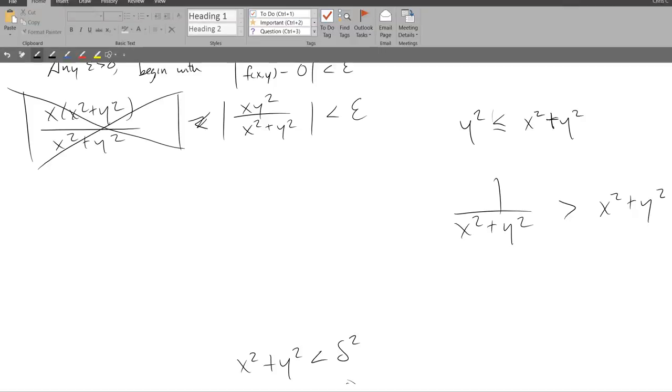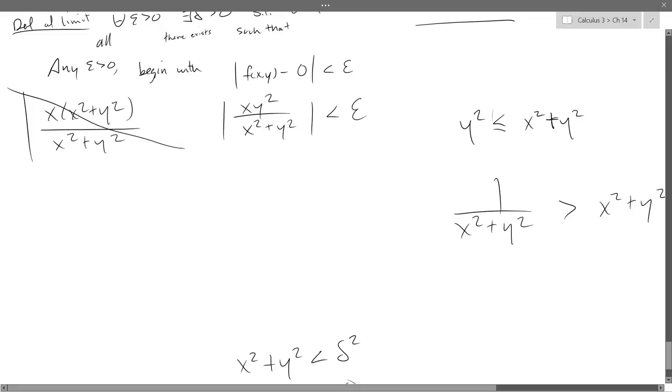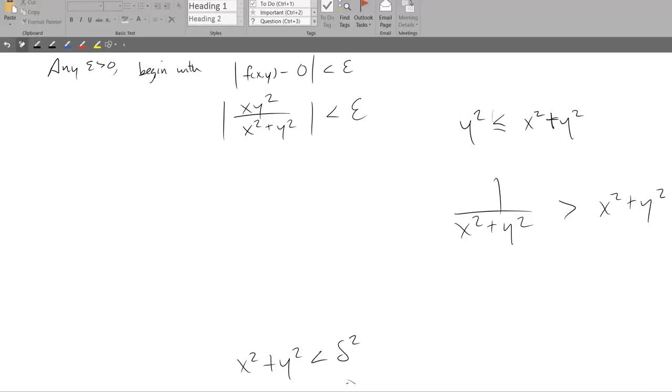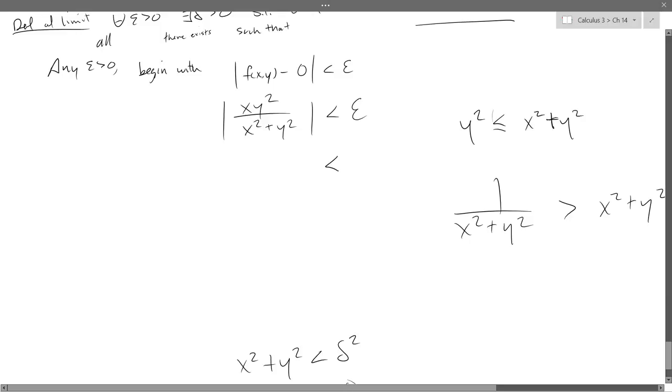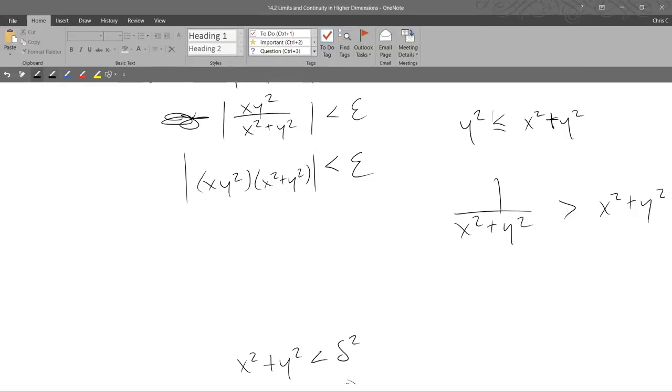and I better erase. When you're dealing with inequalities, writing vertically is a little bit confusing. On the next line, I could write this. If this quantity right here is less than epsilon, and I put something smaller in there, so it's even less, it is certainly still smaller than epsilon. So that's a little bit strange to see.